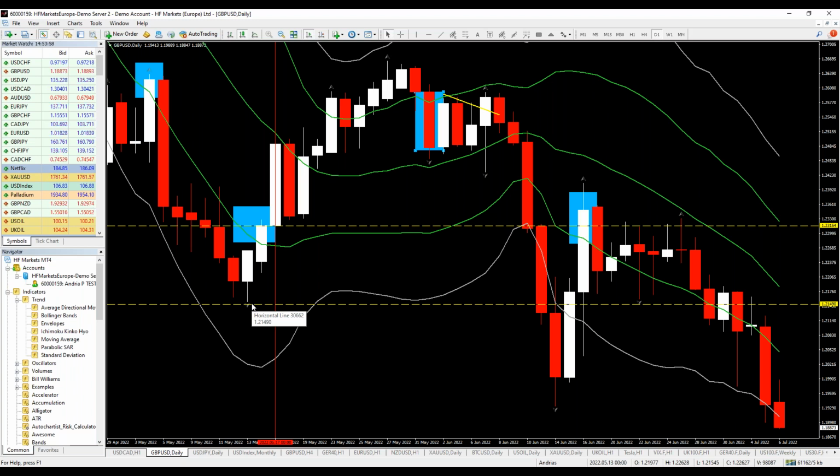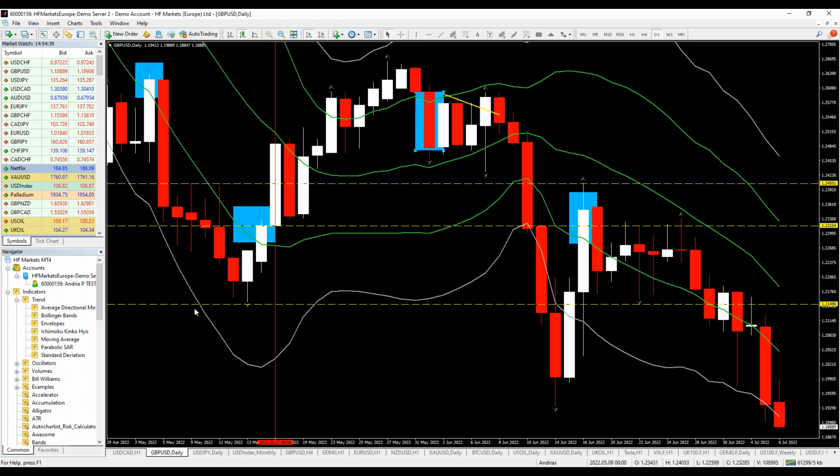The very first target level should be placed at 50% of the position. Since we have placed our stop loss here, the distance is 166, divided by 2, that should be 83 pips. So our target should be somewhere, let's measure 83, somewhere here.